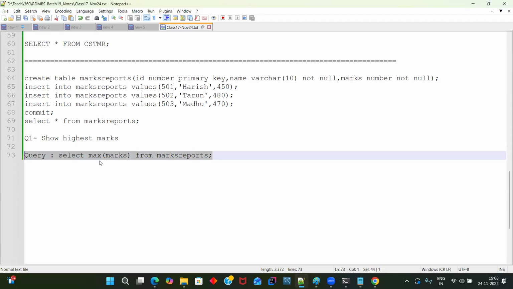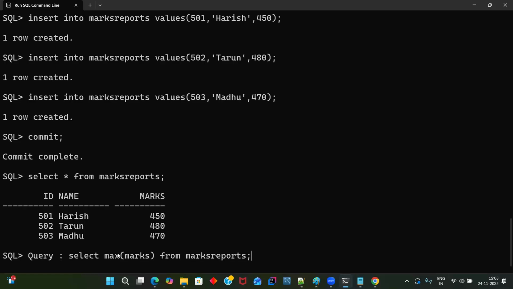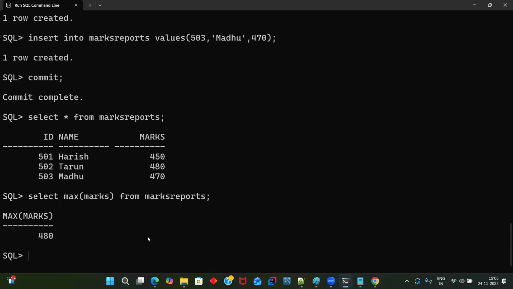I think, guys, the query is clear, everyone. It prints the highest value from the marks column, right? So this is your query. If you run it, you can see, guys, 480. Does that make sense, everyone? Yes, sir. Let's observe a use case here, because you should know why we're going for subqueries. There's a simple scenario I can explain here.